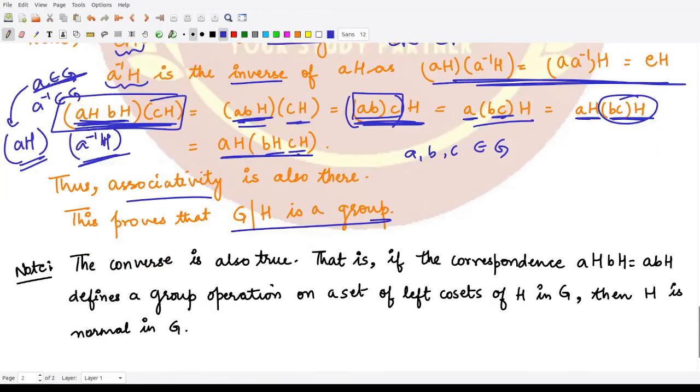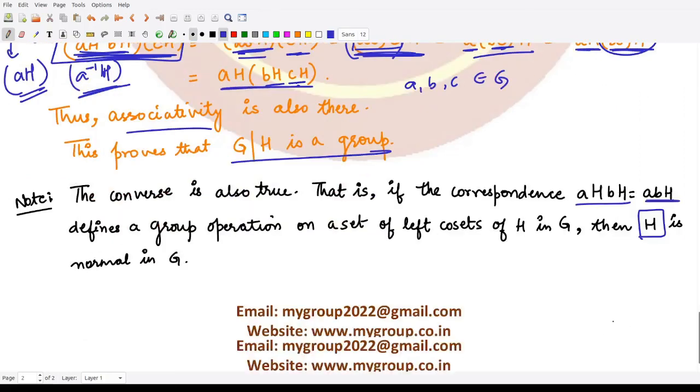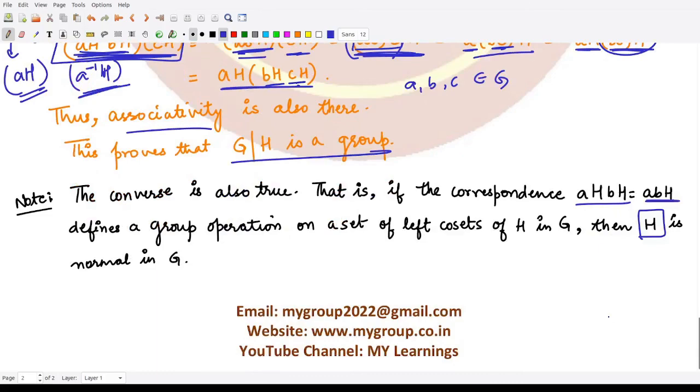Moreover, the converse is also true in this particular case. That means if the correspondence AH BH equals ABH defines a group operation on the set of left cosets of H in G, then that particular subgroup would be a normal subgroup in G. And this is what we wanted to prove here.